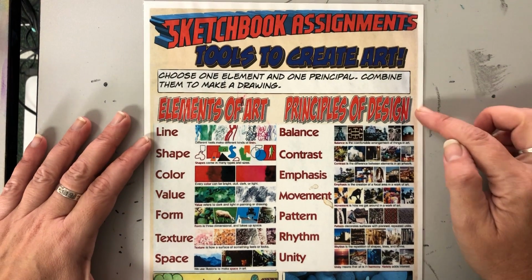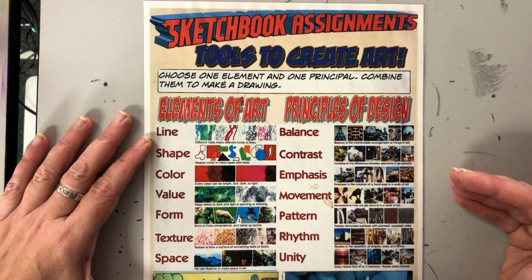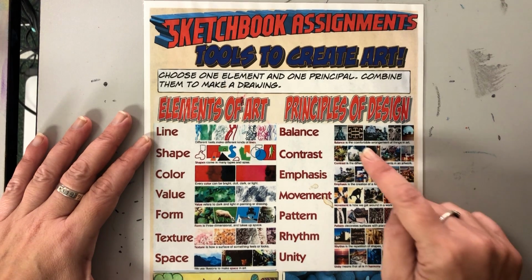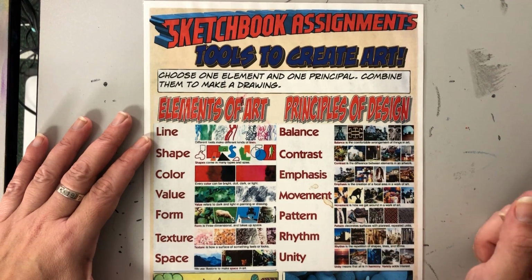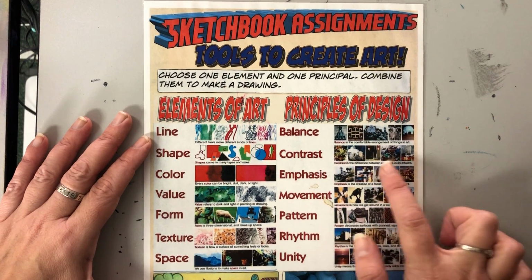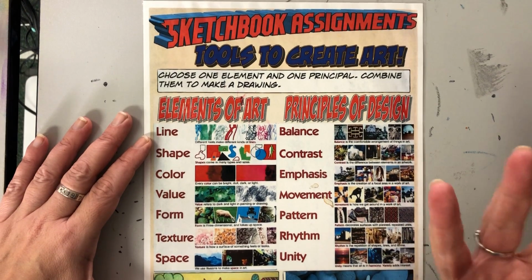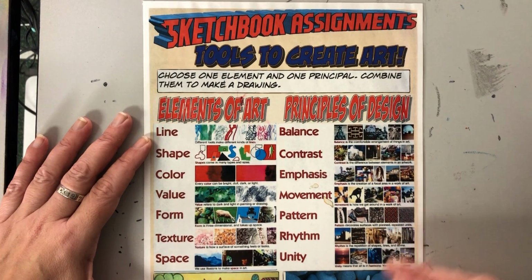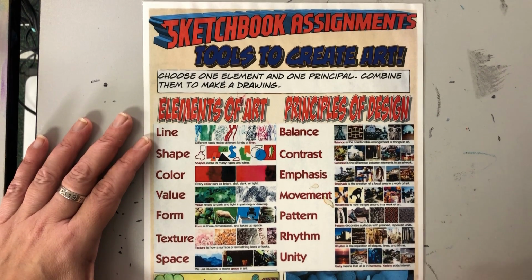And then your principles of design are where it gets a little bit more complicated, where it gets more detailed. So maybe you have an artwork with balance in it. Symmetry, that's a type of balance. You've got contrast, a light light next to a dark dark. Emphasis, something stands out. Movement, you can see movement in it. Pattern, rhythm, those repetitions, and unity. And there's an overall sameness to it.